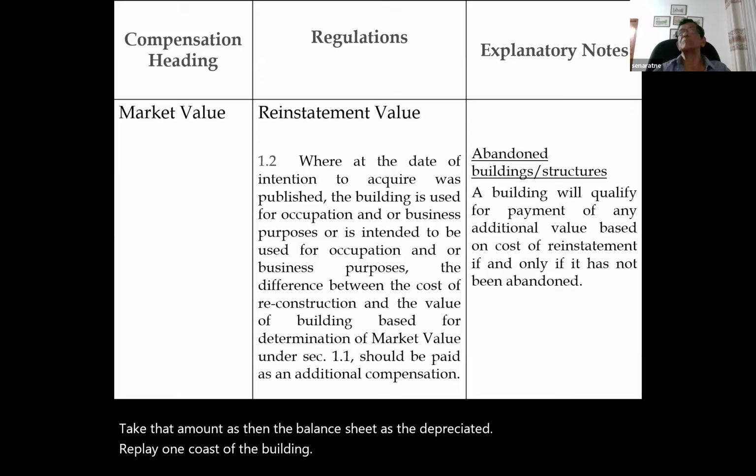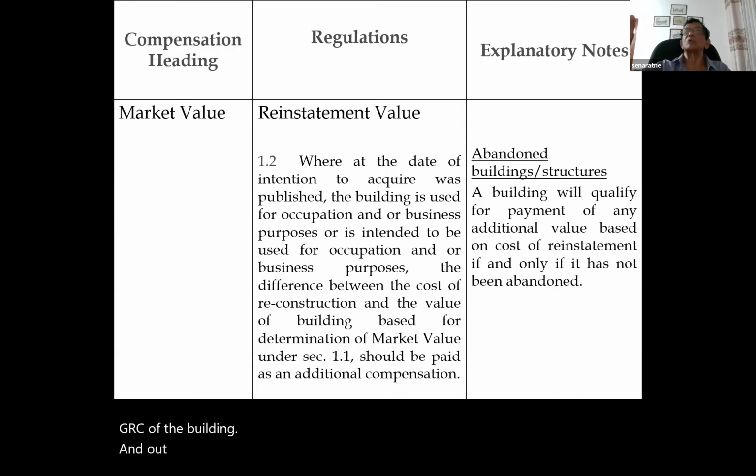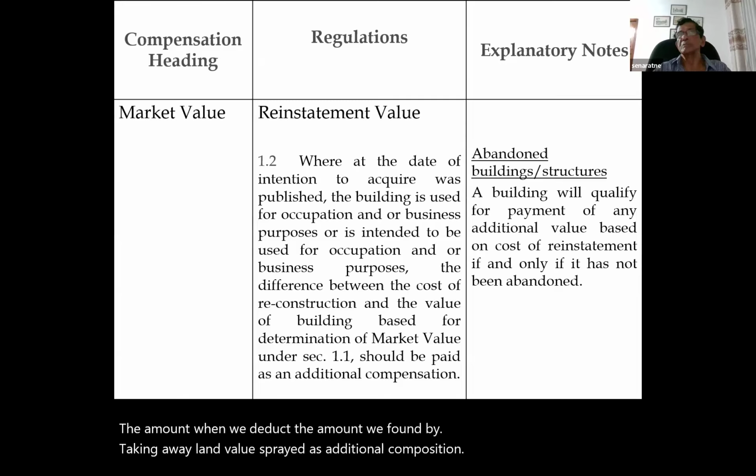Say 10% deducted based on the condition of the building, then we divide the DRC value by 0.9, then we get the GRC of the building. And the amount we get when we deduct the land value is paid as additional compensation. I think you get the idea.